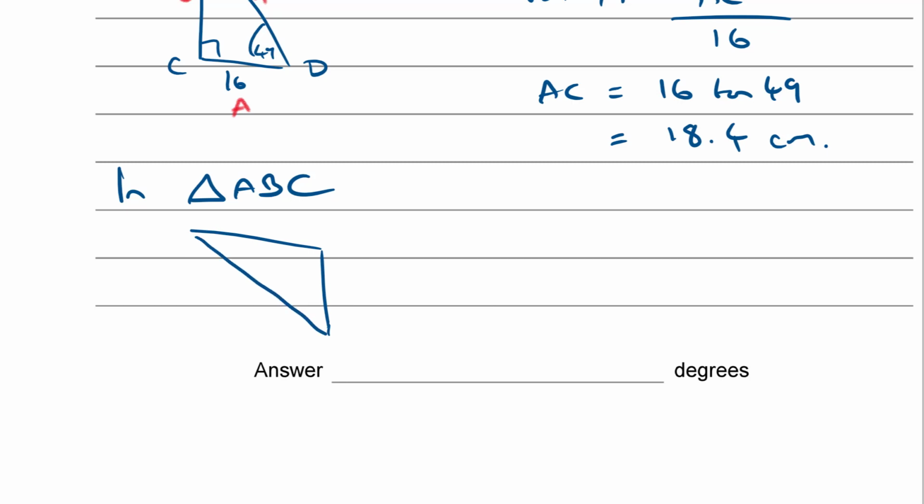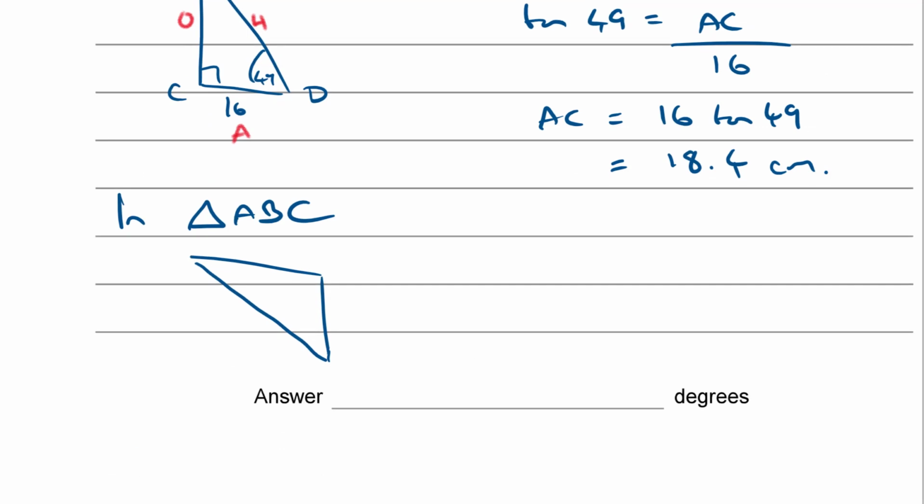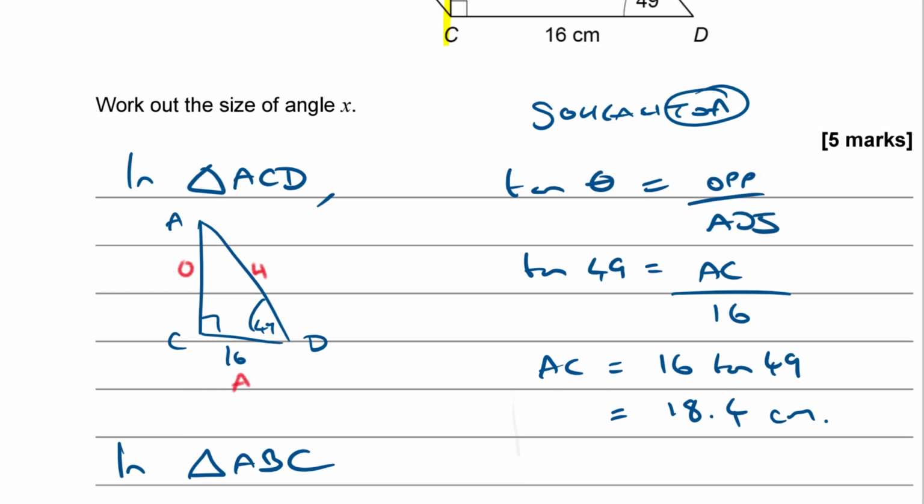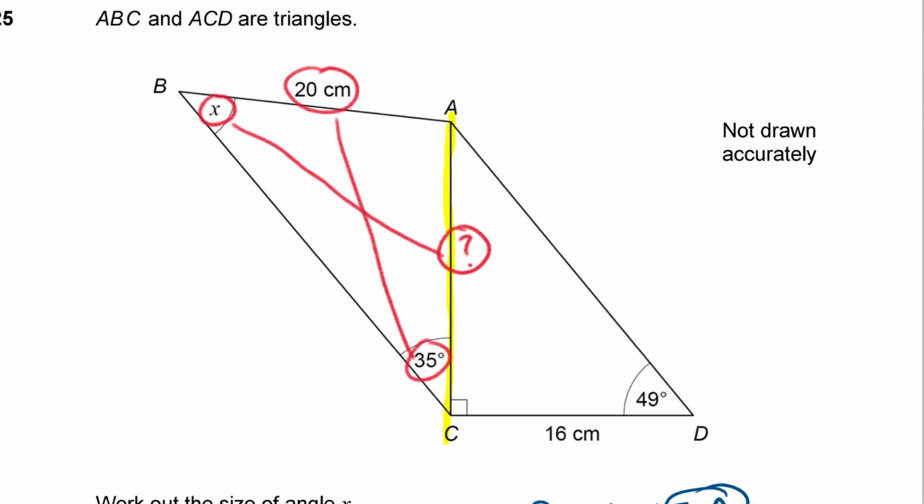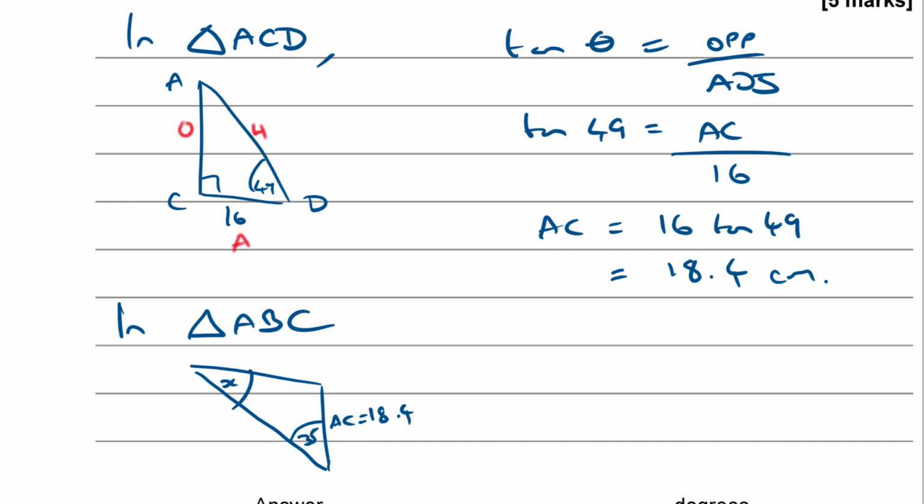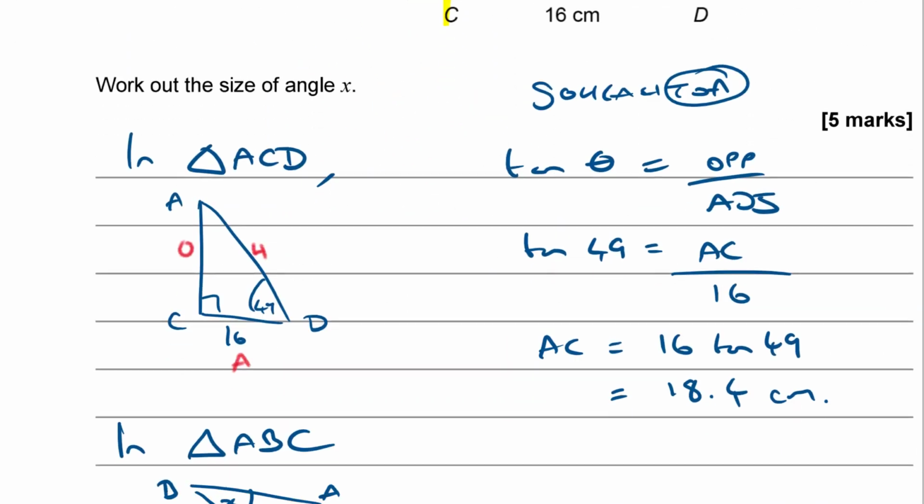What do I know? I know the 35-degree angle down there. I know that that's AC, and that is 18.4. I want that angle up there, that's X. And what are the sides? B, A, and C. So B, A, and C are like that, aren't they? Okay. I know something else as well, don't I? Oh, I know that BA is 20.